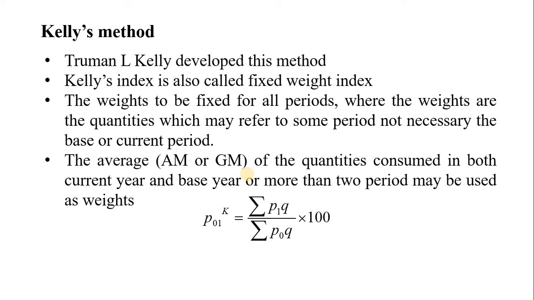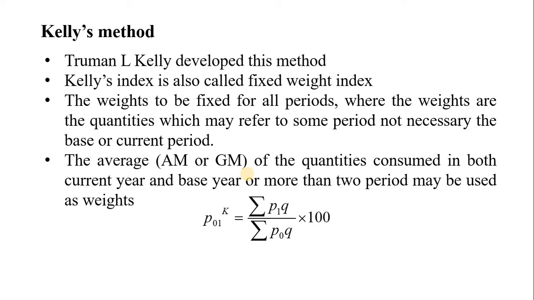Under this method, the average quantities consumed in both the current year and base year, or more than two periods, may be used as the weight. So under this method also, quantities purchased in different periods, not necessarily two periods.